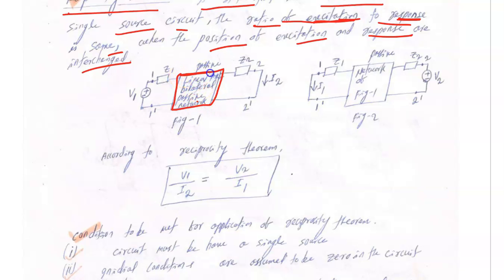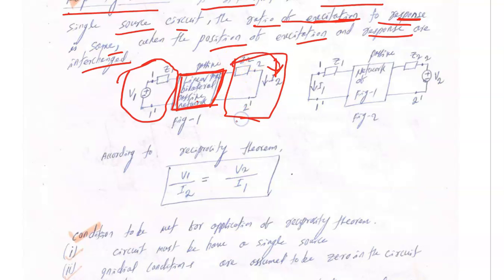Now see, this is your network. What we are doing here, this is my source, or you can say excitations, and this is my response here. That is, on this side I am observing the response. So they are not part of the network.